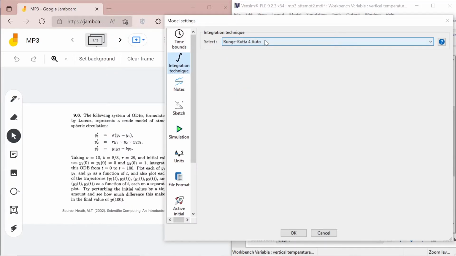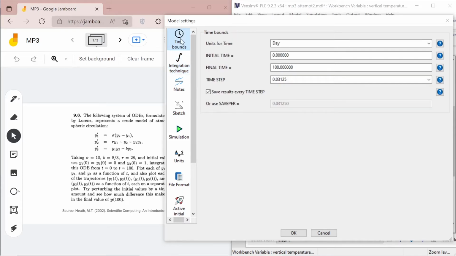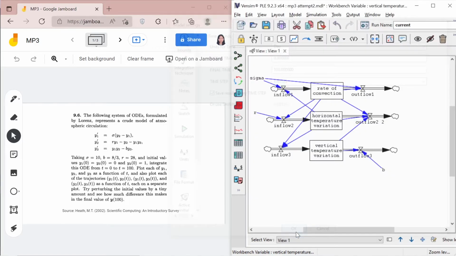Runge-Kutta is the most appropriate for the Lorenz system based on other modeling codes that I have researched. The lower limit, or the initial time, is 0, and the final time is 100. Time step is 0.03125, and this is preferable for stable results. Now that we've set up everything, let's run the simulation.